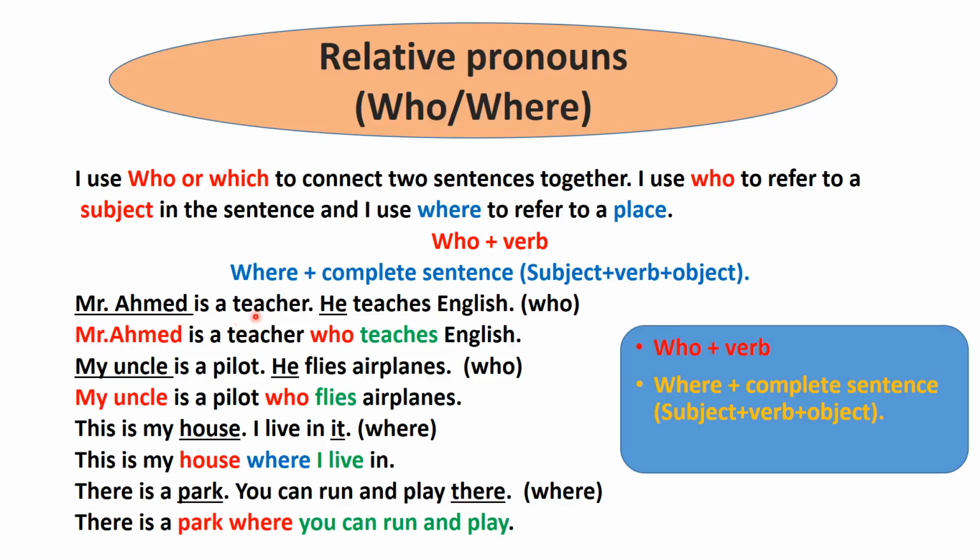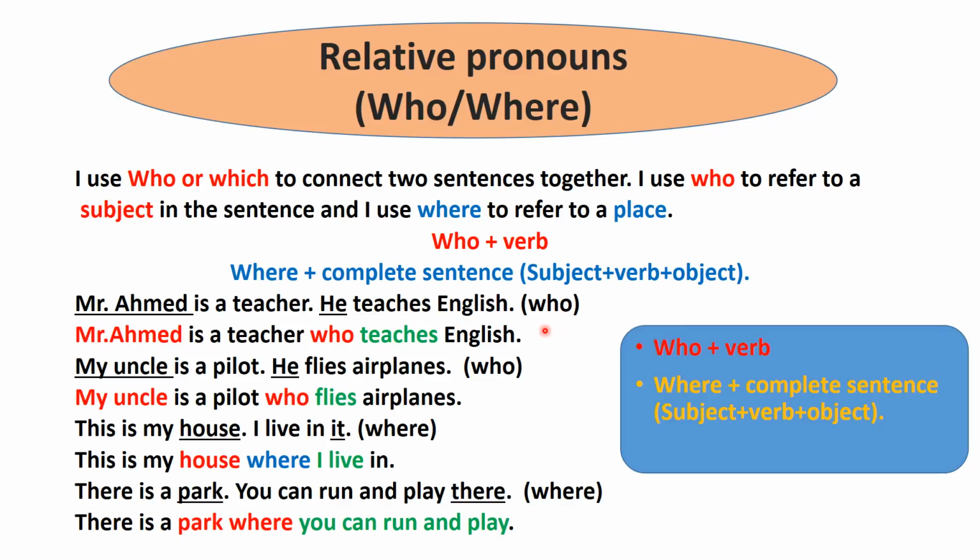Mr. Ahmed is a teacher. So it's a sentence. Another sentence about Mr. Ahmed: He teaches English. So what is the subject? In the first sentence, I have Mr. Ahmed. In the second sentence, he. So I want to connect the two sentences to make one sentence.